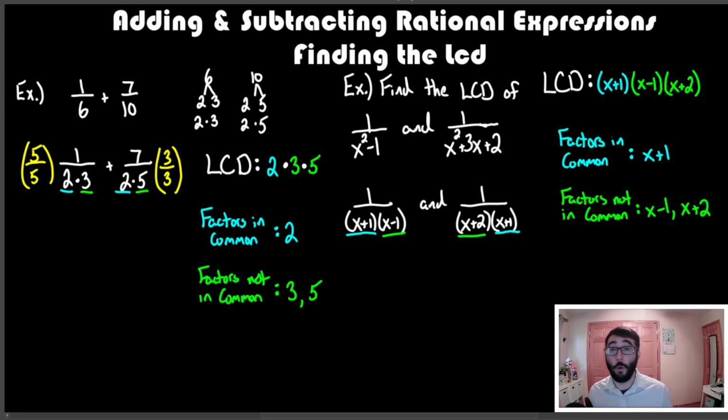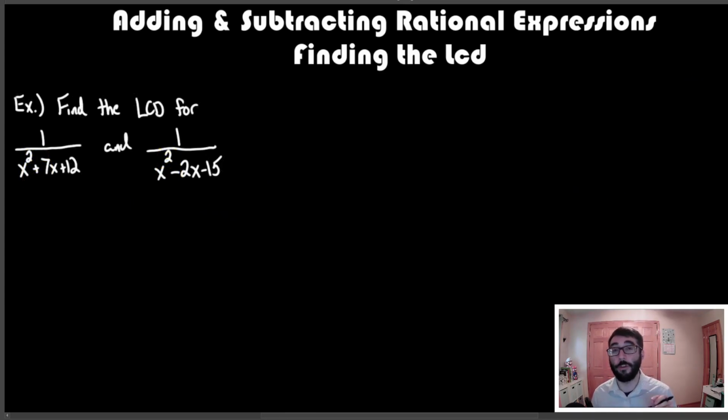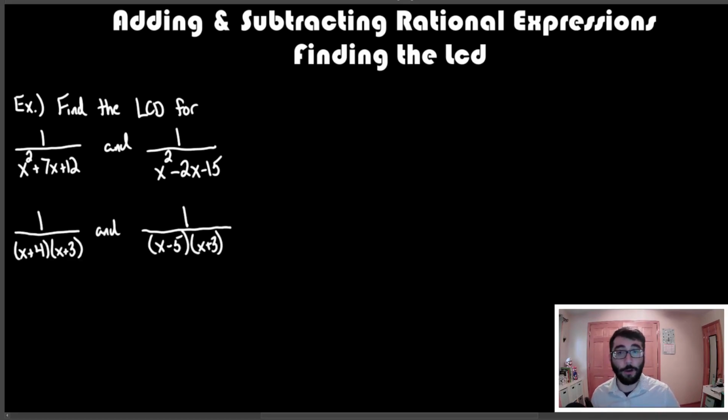All right, so I want to take a look at just a couple more examples and make sure that we're all on the same page. So let's go ahead and take a look at our next example. Okay, let's find the least common denominator for these two fractions. So first thing we always do is we factor each of the denominators. In each of these cases, it's just a quadratic trinomial that we should be able to factor very quickly. The first fraction is x plus 4 and x plus 3. The second fraction is x minus 5 and x plus 3.